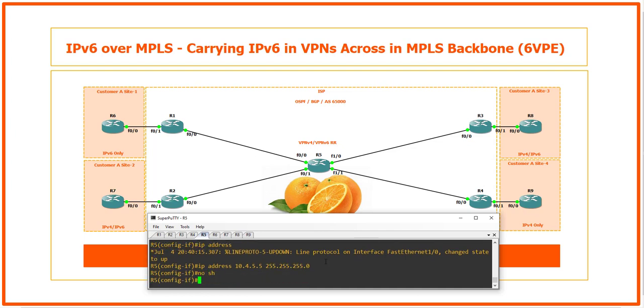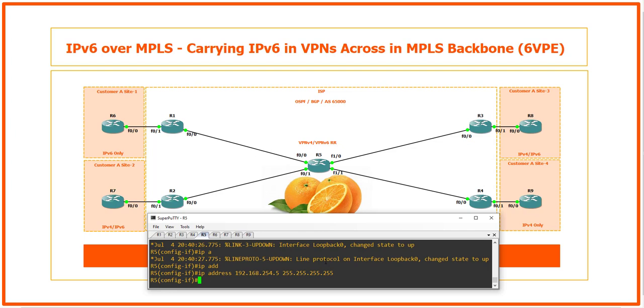10.4.55.255.255.255.0. No shutdown. Also here, let me configure one loopback interface because I'm going to use R5 as the route reflector. IP address of the R5 loopback 0 is 192.168.254.5, quad 255. Until now, we configured only the IP addressing inside of the service provider.